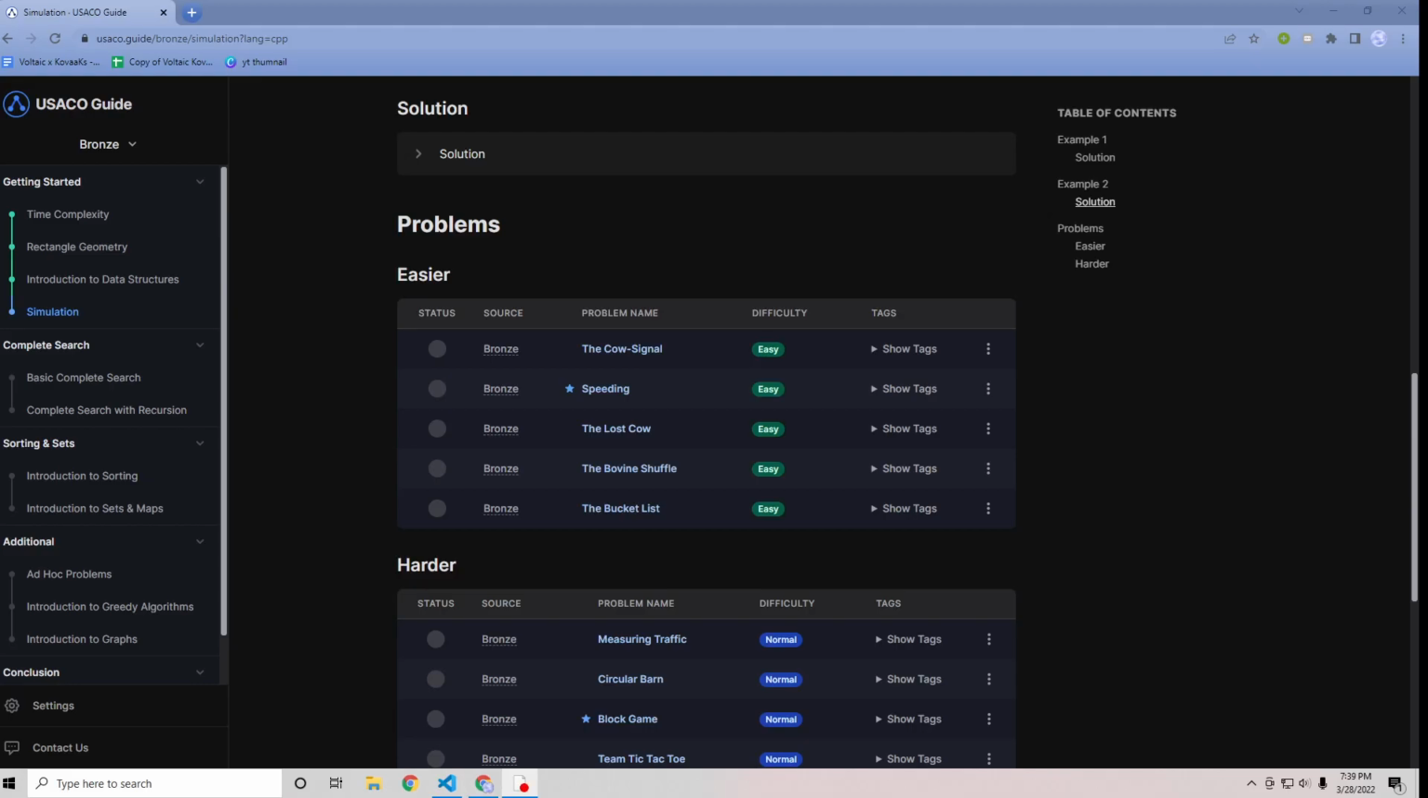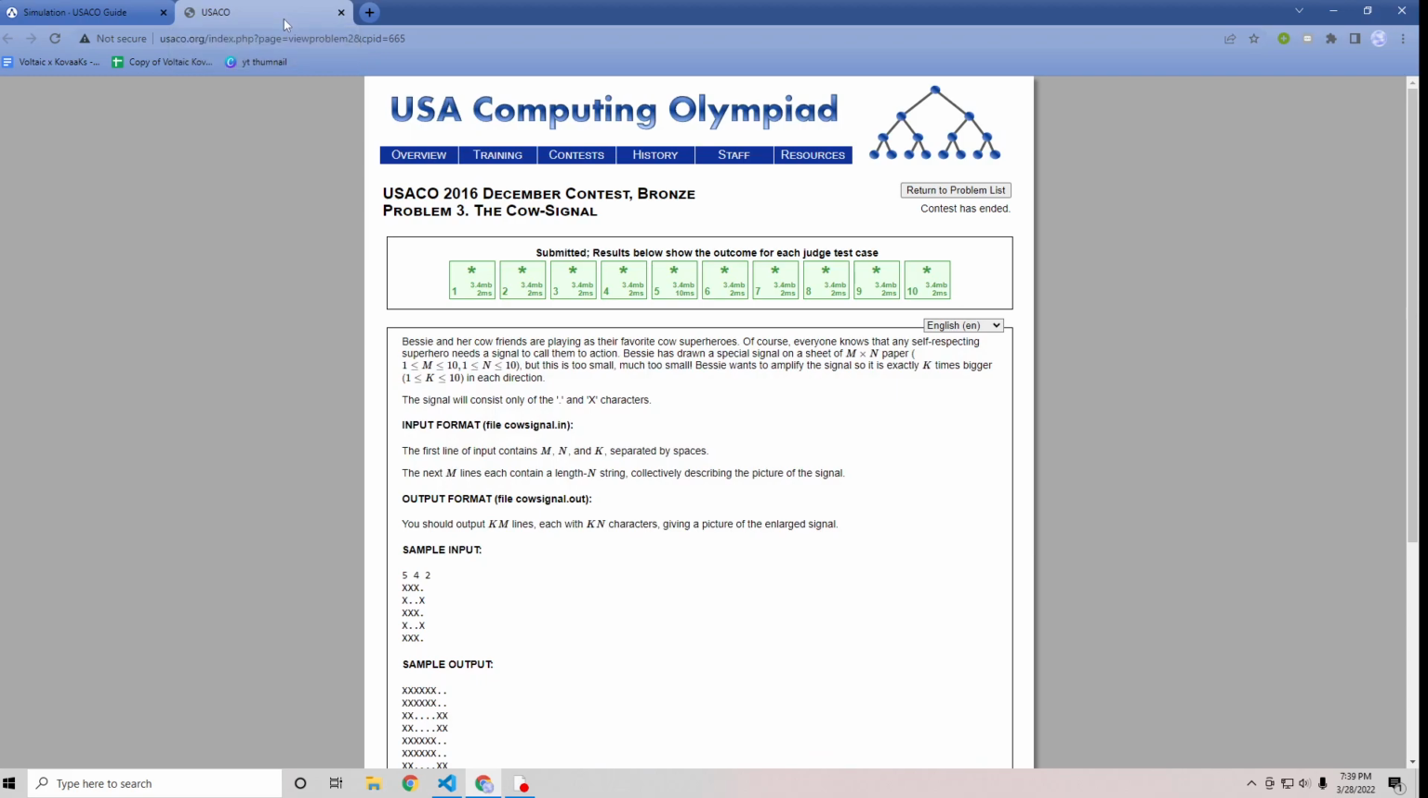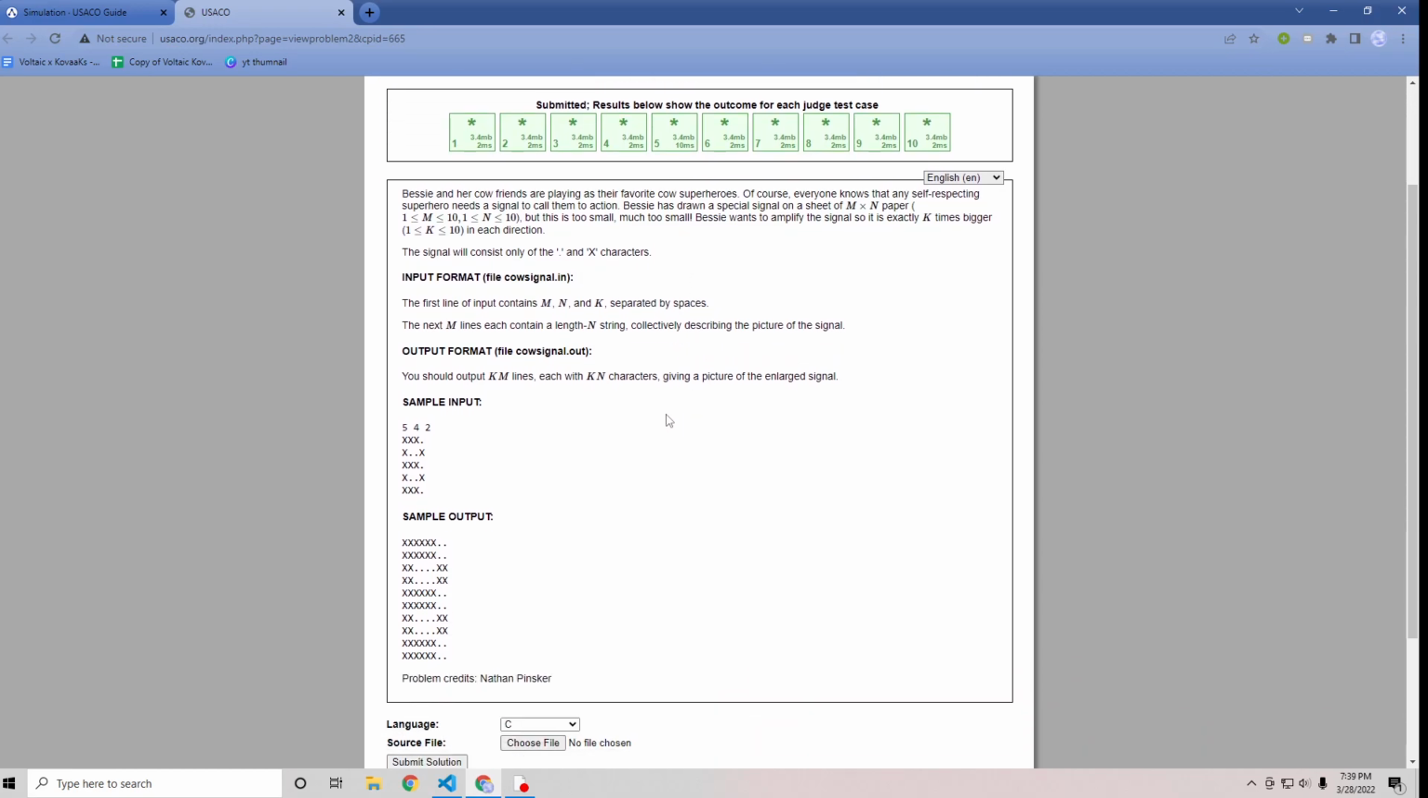Let's start the next section of problems in the bronze section. Let's go with the cow signal. I'm going to try to do something different. I'm going to try and read the problem out, solve it on my own, and then once I solve it and pass all the test cases, I will then go through my final answer.